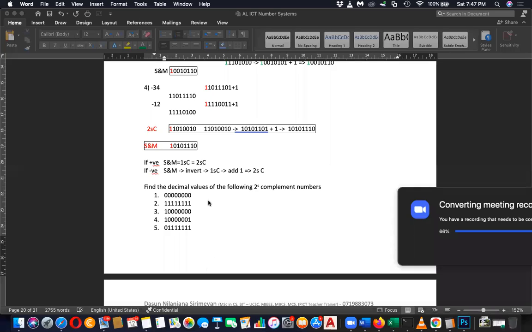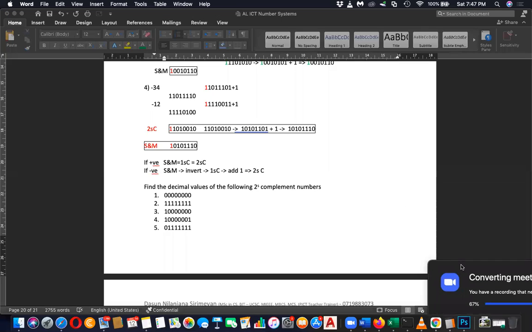Find out this for you. So if you're still doing, just follow me. Or if you have done, please check that. So the first one is plus 0. The sign is positive. Then it's plus 0. Fifth one is plus 127.